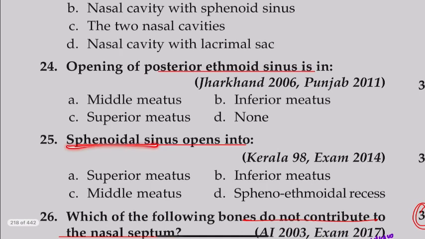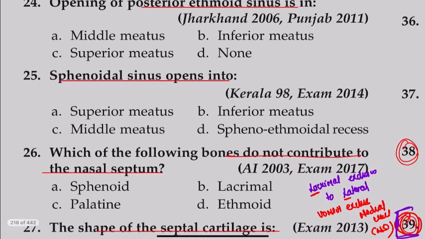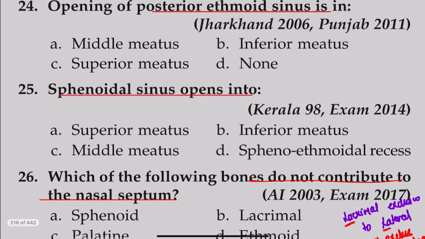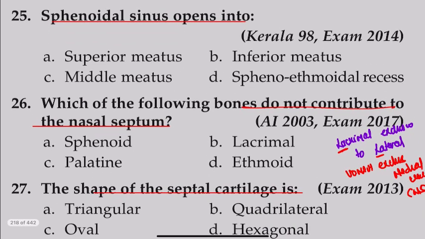Sphenoidal sinus, now what about the sphenoidal sinus, which is also not opening into the middle meatus, right? The opening of the sphenoidal sinus is the sphenoethmoidal recess, just above the superior turbinate, right? Okay, which of the following bones does not contribute to the nasal septum?